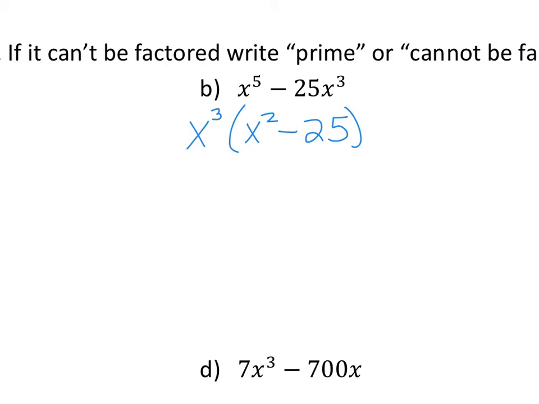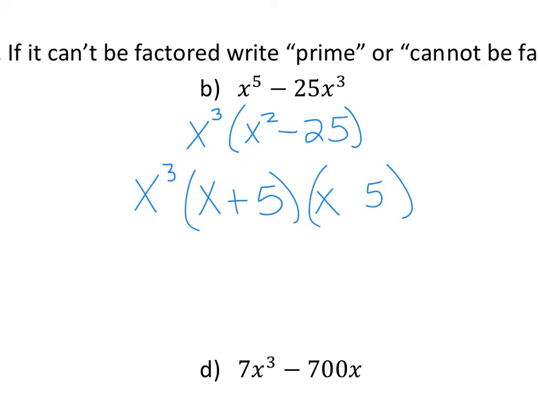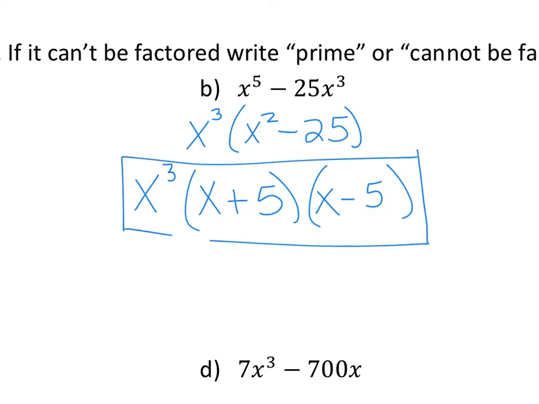Okay, so bring down your x to the third. And difference of 2 perfect squares, the square root of x squared is x to the first, and the square root of 25 is 5. Make 1 plus, 1 minus. Look at each of these terms. I have a binomial, but it's not a difference, and neither are perfect squares. Here, I do have a difference, but they are not perfect squares. Therefore, I have factored completely.